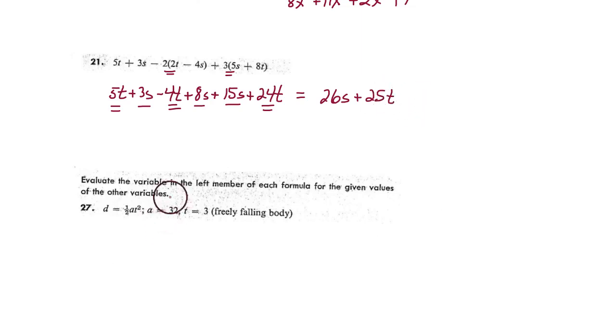Next, evaluate the variable in the left member. That means solve for the letter on the left side of the equation by using the given values for the other variables. We're solving for d, and we're going to substitute numbers. For the letter A, we're supposed to fill in 32. For the letter T, we're supposed to fill in a 3. We can work this out by hand, but because of the large number 32 and because of the squaring, it might be best to type this in a calculator. The answer is 144.